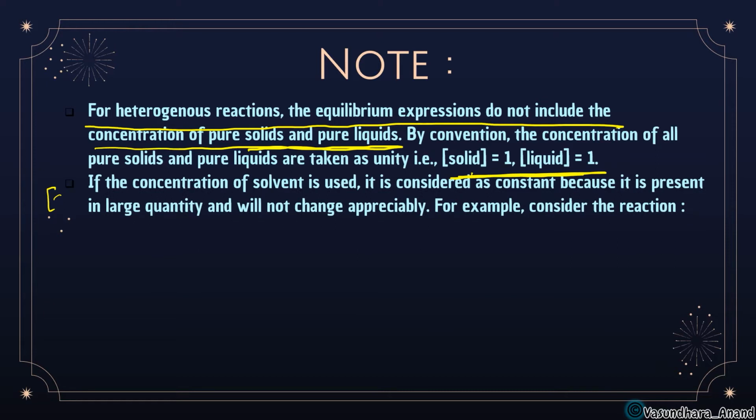If the concentration of the solvent is used, it is considered a constant because it is present in large amount, like H2O as a liquid if it is present. So H2O as a solvent we are using, which is in excess, large quantity, उस पे rate of reaction भी depend नहीं करता है, and we don't consider it. Okay, so it is considered as constant. We don't consider it in the equilibrium concentration term. We take it as a constant and it will not change appreciably.